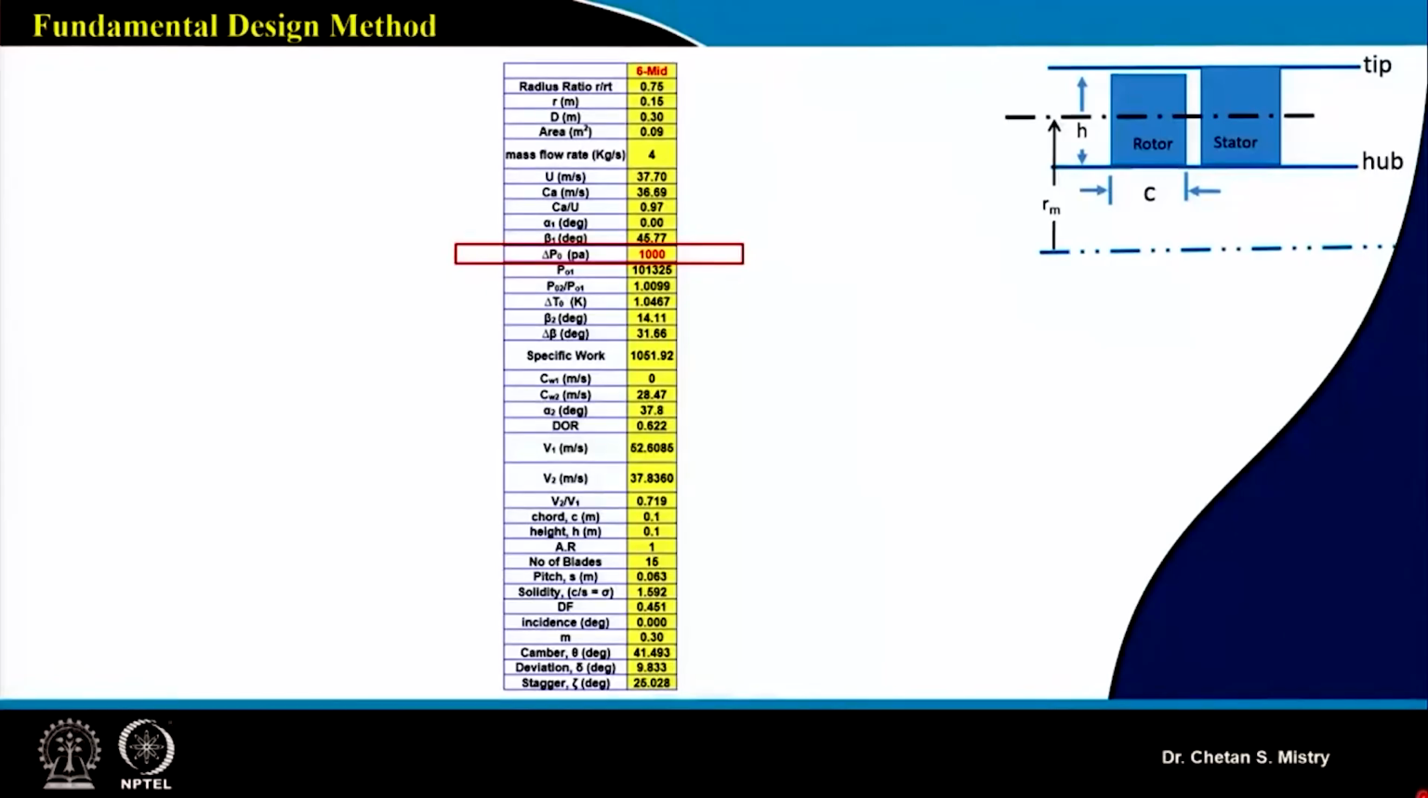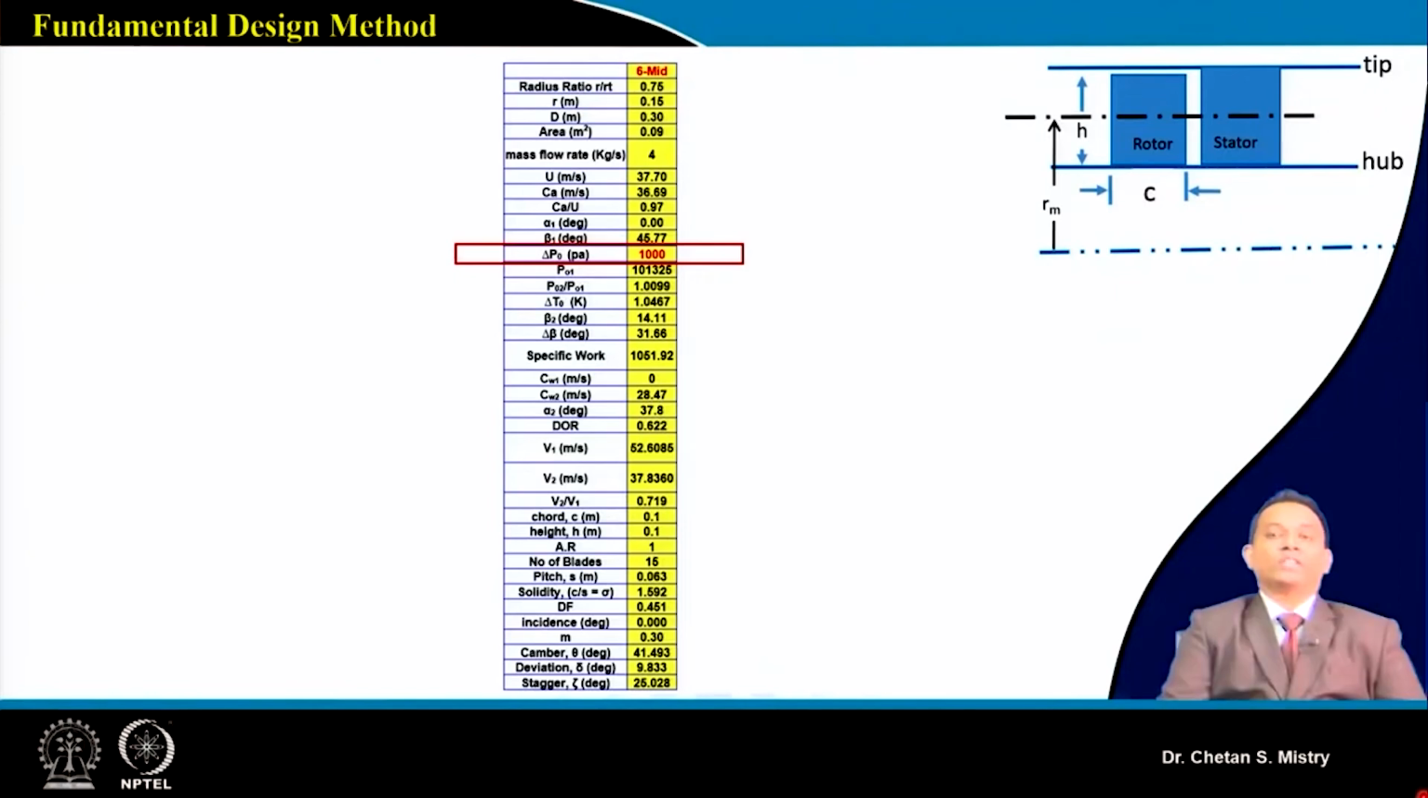For the fundamental approach, we are taking our mid station calculation, similar to what we have done for the free vortex concept, by considering our total pressure rise to be 500 at the mid station. Based on that we have done our fundamental calculation of different velocity components, different flow angles, degree of reaction, diffusion factor, and de Haller's factor. We also have calculated different flow angles, say incidence angle, deviation angle, camber angle, and stagger angle. So at mid station all these numbers are known to us now.